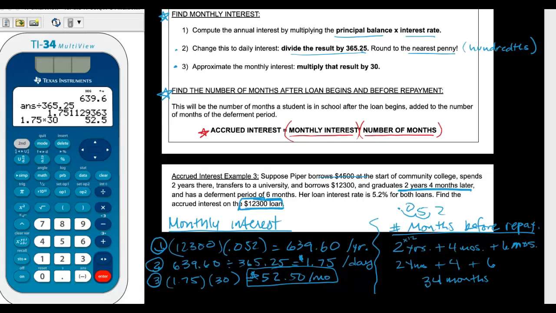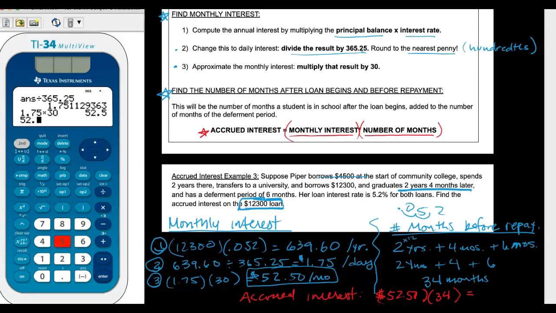And so my last step is what's up here in red. I take the monthly interest, so that's $52.50. I'm just going to write accrued interest. And I take the monthly interest, that $52.50, and I multiply it by the number of months, which is 34. And that's going to give me that grand total of interest, $52.50 times 34. Okay, and so $1,785.